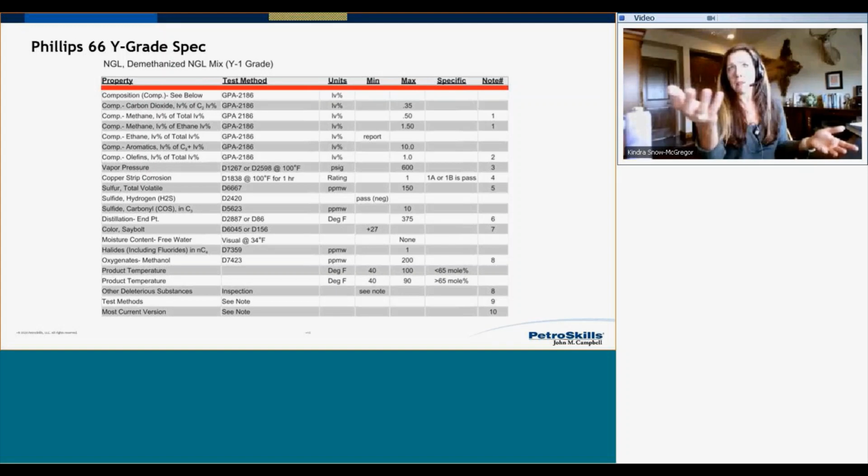And so if it's a pipeline spec for moving an intermediate composition, those can have a wide range. And then the person who's setting that is the pipeline operator, because it's going to be set based on what their equipment looks like, and what kind of vapor pressures and compositions they can manage. Good question.